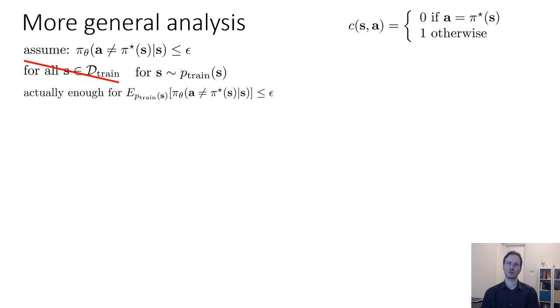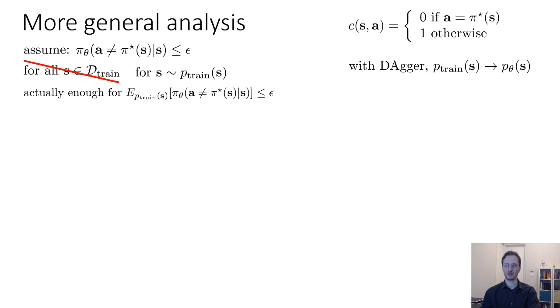For the analysis I'm going to present, I'll go with the S sampled from ptrain definition, but this is actually fairly easy to extend to the setting where your expected error is bounded by epsilon, and that's what's actually done in the Stefan Ross Dagger paper. So here's how we can go about this more sophisticated analysis.